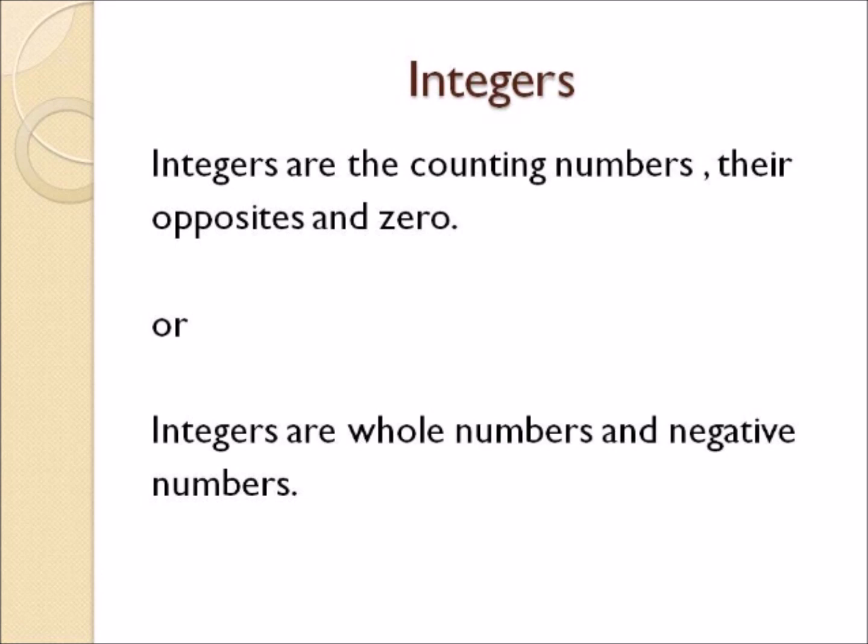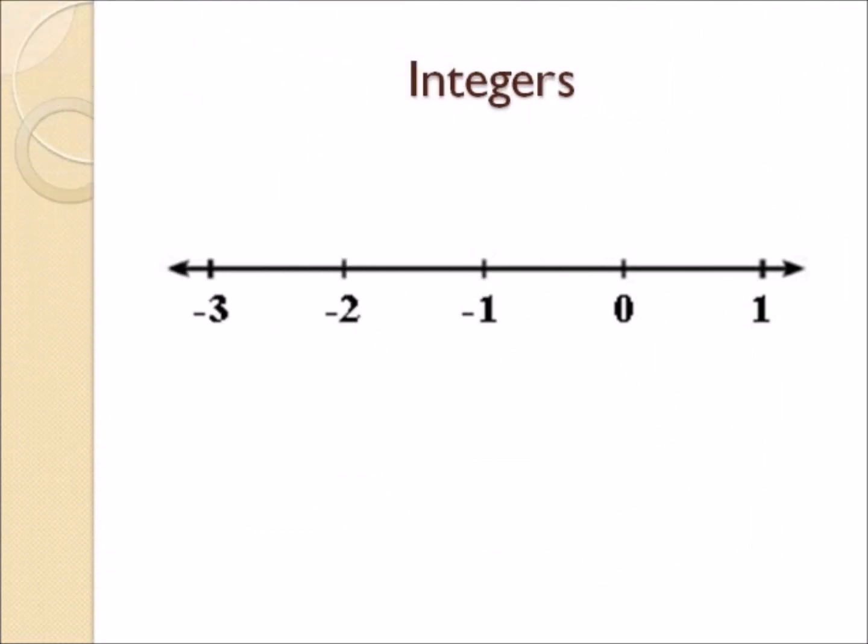Here we go. Integers. Integers are counting numbers, their opposites, and zero, or integers are whole numbers and negative numbers. So integers would be the whole numbers 0, 1, 2, 3, 4, and the negative numbers -1, -2, -3, -4. Notice for the whole numbers we are not dealing with any fractions or decimals. They must be whole numbers.